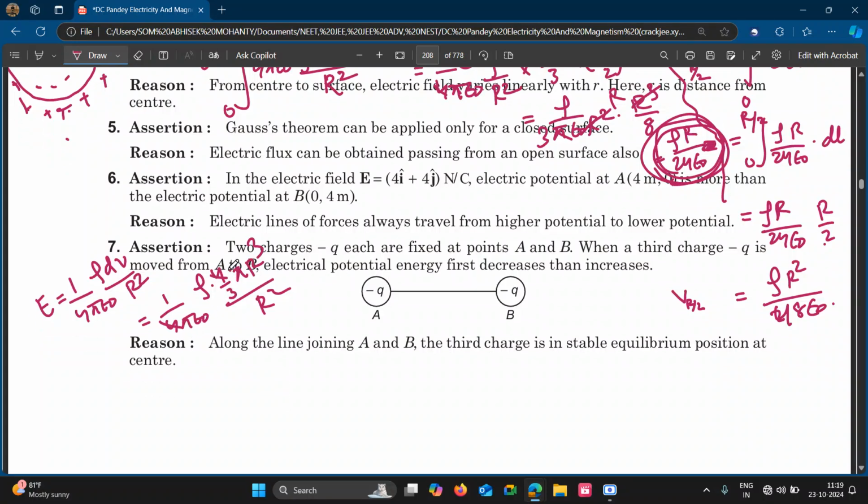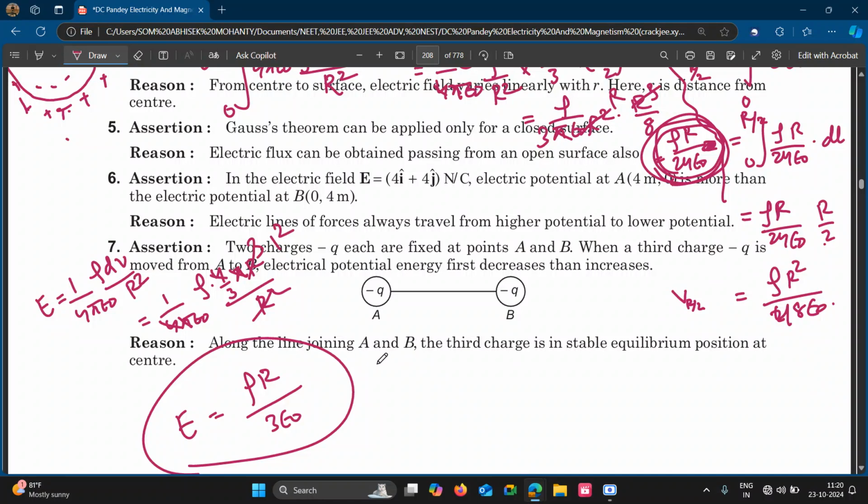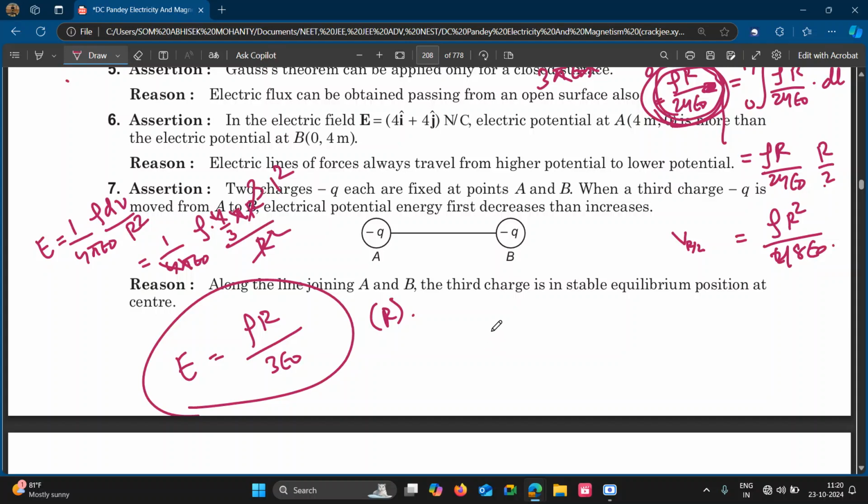So 4 cancelled out, pi pi cancelled out, R square R. So this becomes rho R divided by 3 epsilon. Rho R by 3 epsilon, correct? This is the electric field up to distance R. So for this, let's calculate the potential. Potential will again be E dot dl, integration 0 to R.